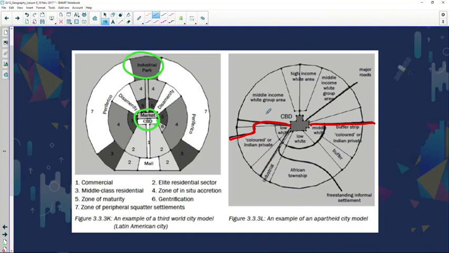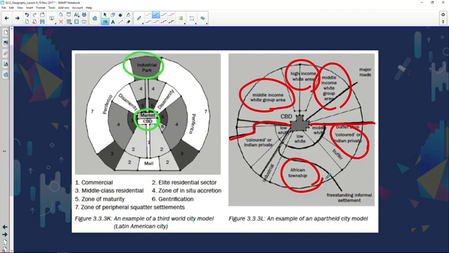As you can see, there's the middle income white groups, high income and middle income. And separated by a road or railway were your colored areas and your African townships where the black people used to live, and your colored and Indian residential areas. And as you can see, the low income for white people was closest to the CBD. So they created these buffer zones to separate people according to race.